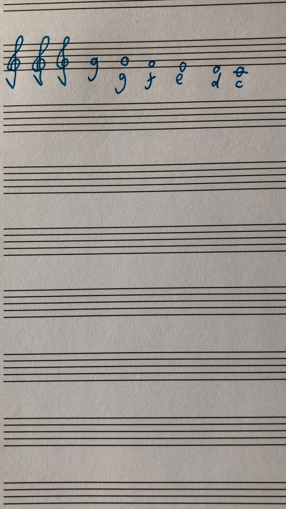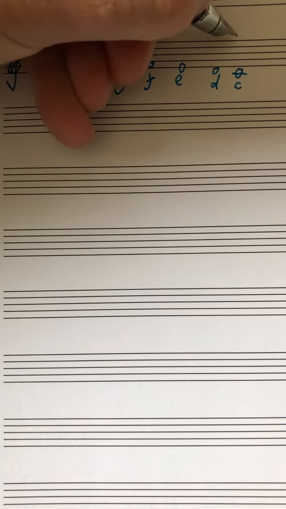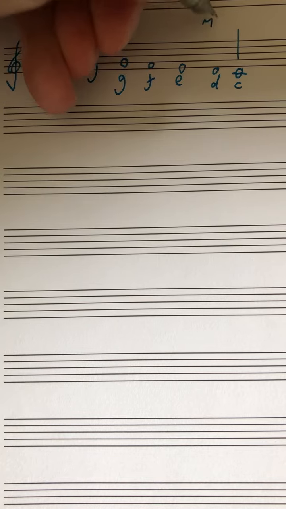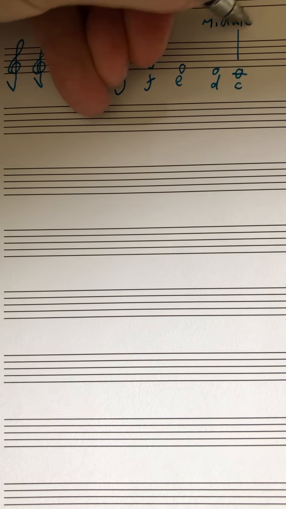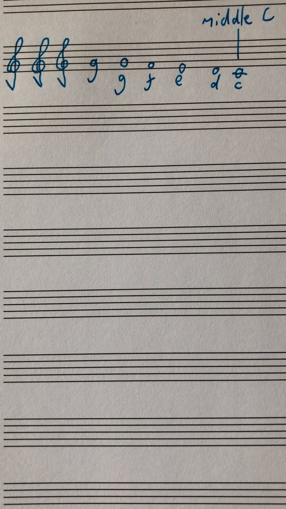There we are. This C here has a particular name. We call that middle C. Middle C occurs right in the middle of the piano. And it's a certain pitch that is really well known as a particular place, kind of in the middle musically.